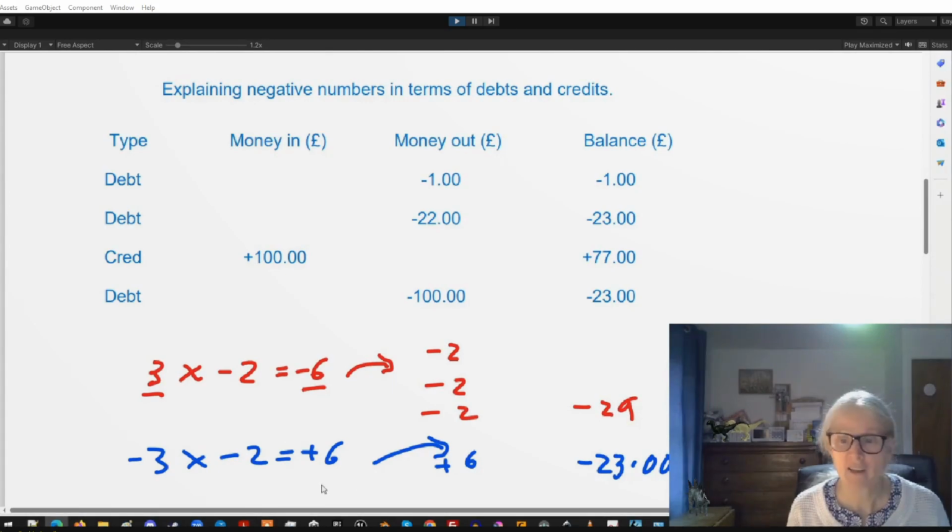So I hope that's helpful. Negative numbers were invented for debts, and I think debts have got to be a better way of teaching about negative numbers than temperatures.